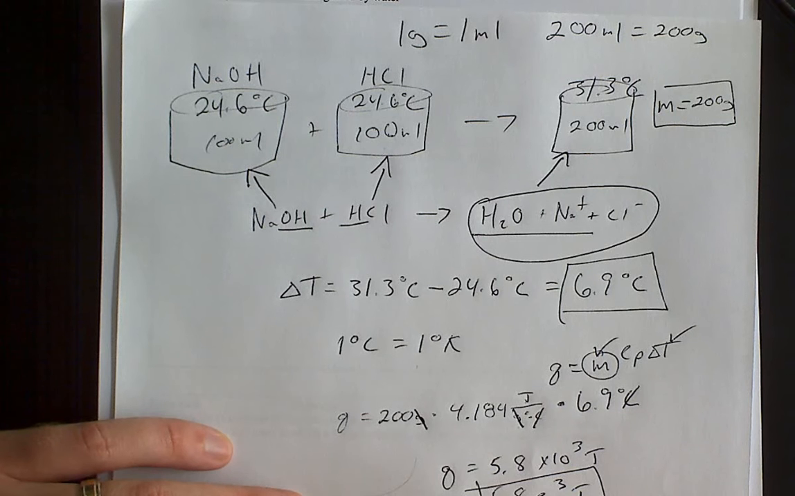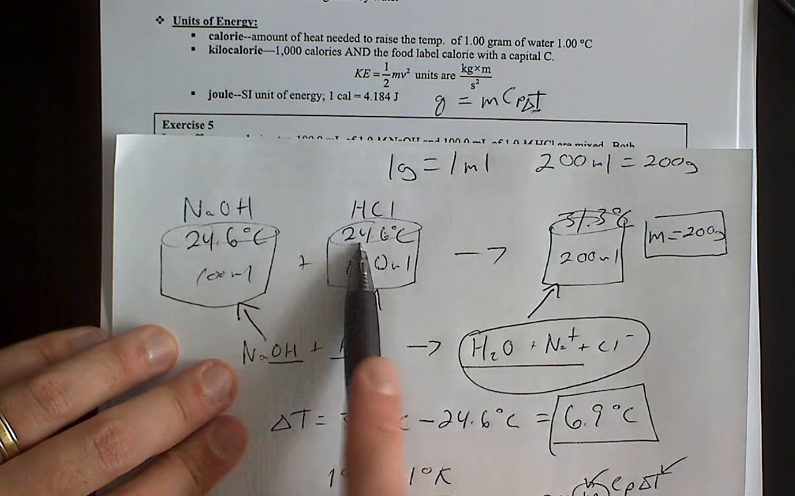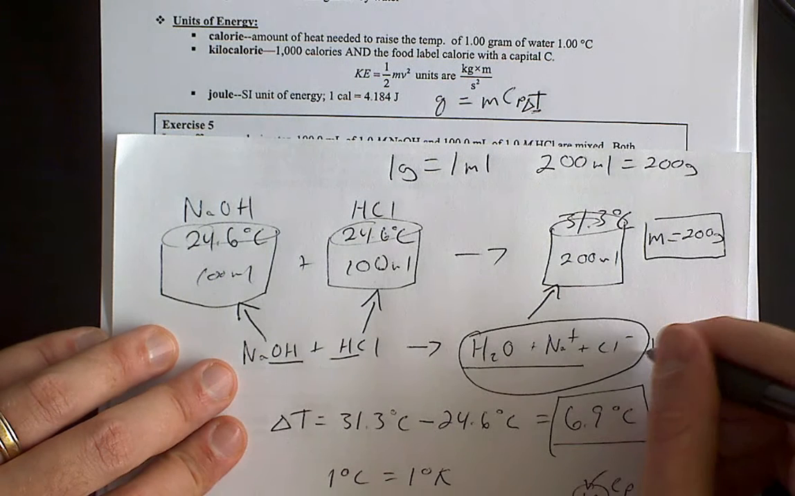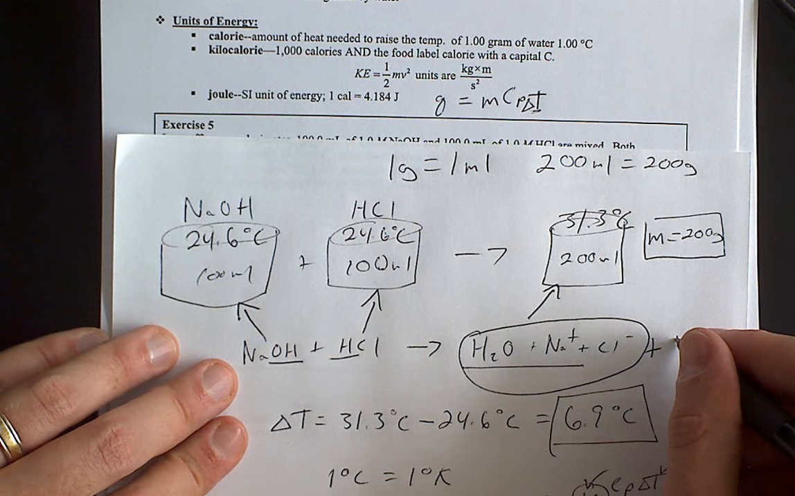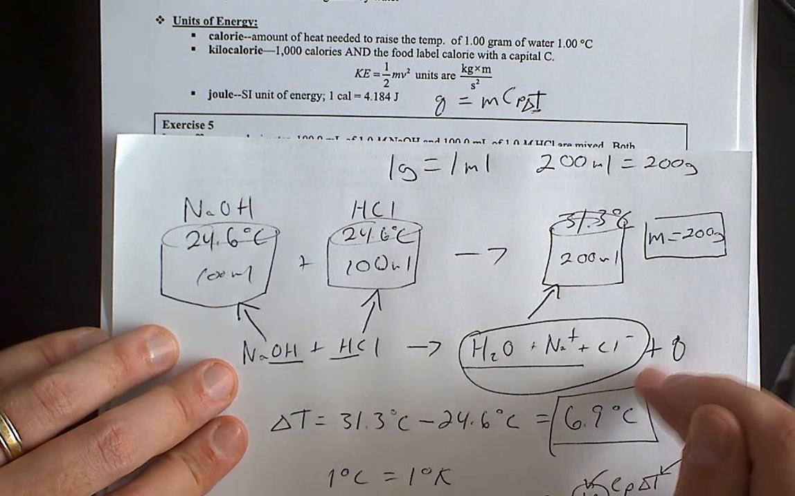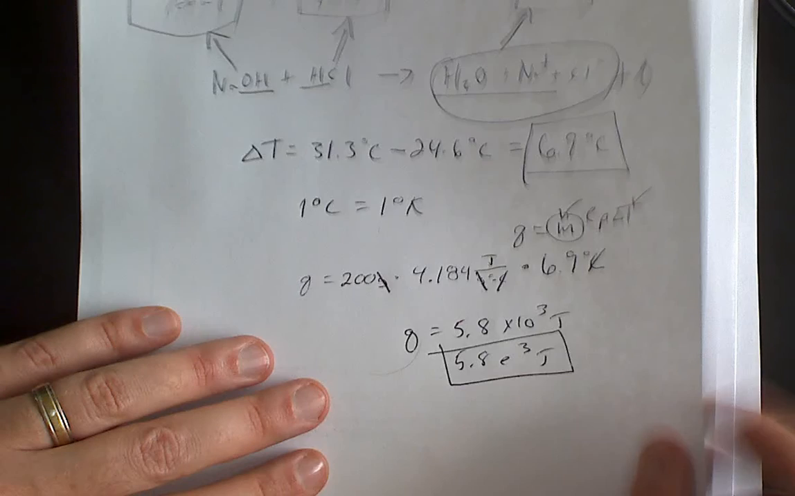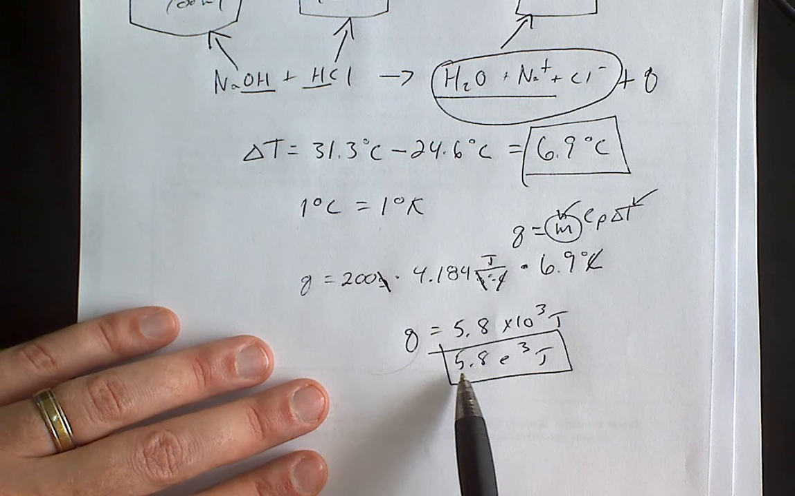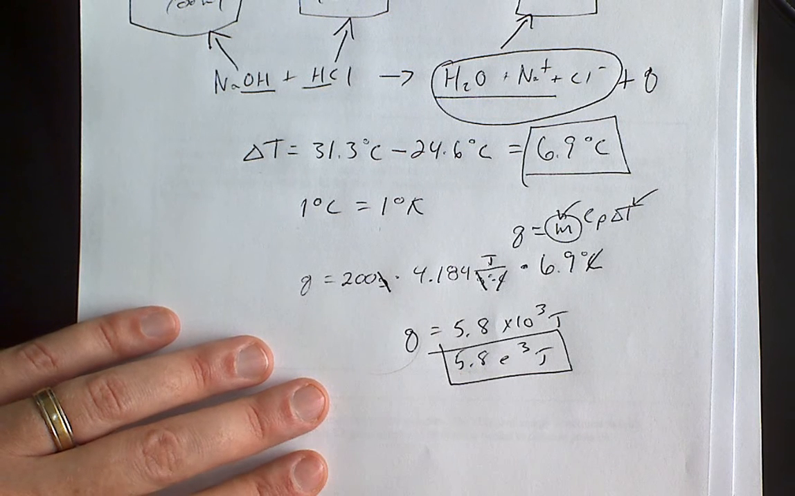Is this a positive Q or a negative Q? Well, when I look at my experiment here, I went from 24 up to 31. So that means that over here, we've got energy that's being produced. So plus Q. Okay, so Q is being produced, and it's going into our water. All right, so the amount of energy, the enthalpy of the reaction, is 5.8 times 10 to the third joules for this reaction. All right, there we go.